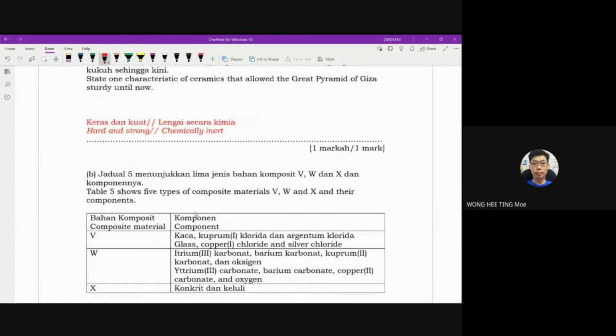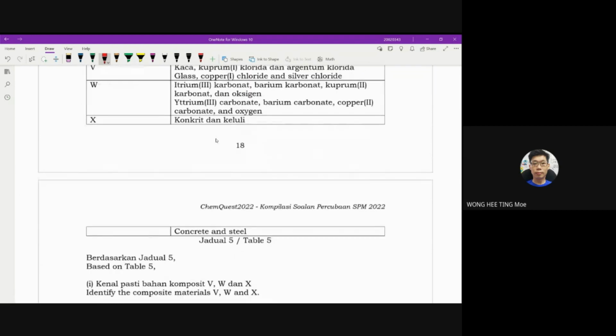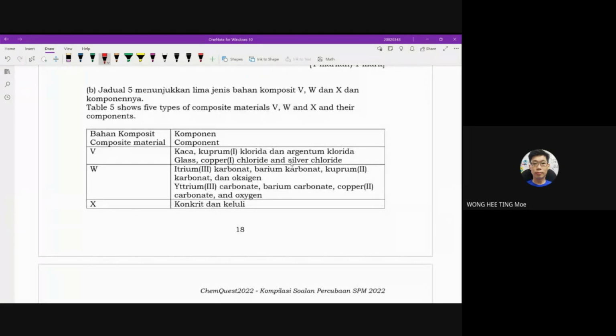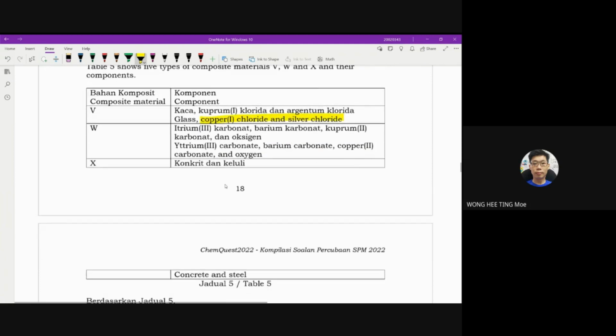Now the table shows 3 types of composite materials, V, W, X, and their components. Only 3 types, right? V is glass, copper 1, silver chloride. This one we mentioned just now already, so I think you should know what this is. And then W is yttrium carbonate, barium carbonate, copper 2 carbonate, oxygen. And then X is concrete and steel. Concrete and steel.